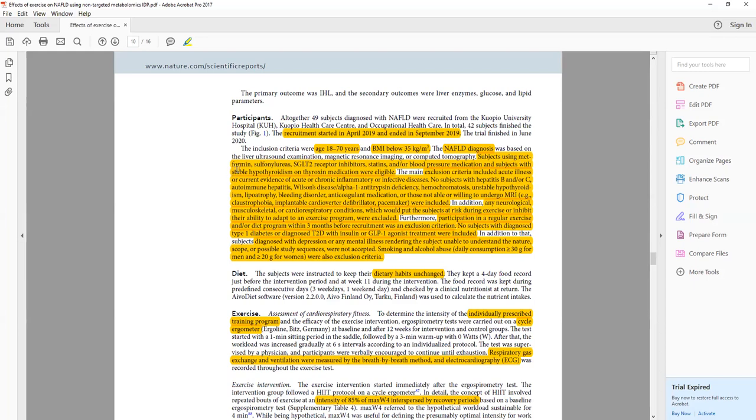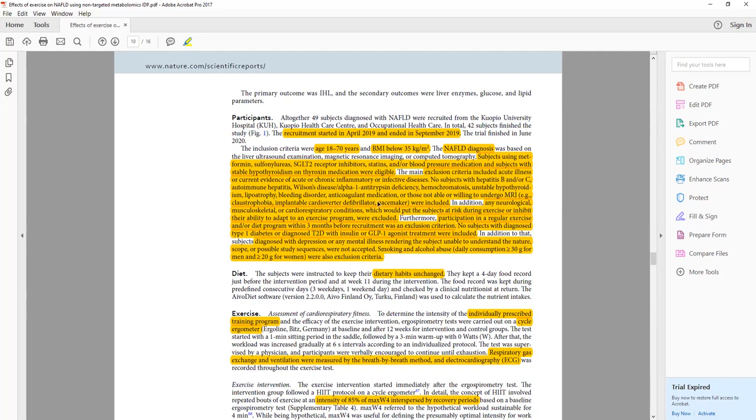Subjects using metformin and all of these other statins and all of the other blood pressure medication and cholesterol medication were still eligible, even patients with hypothyroidism, if it was controlled. The exclusion criteria included acute illness or current evidence of acute or chronic inflammatory or infectious disease. No subjects with hepatitis B or C or autoimmune hepatitis, Wilson disease, hemochromatosis, or unstable hypothyroidism were included.